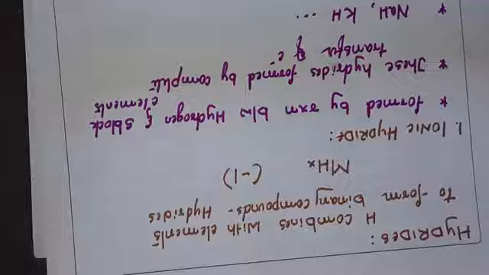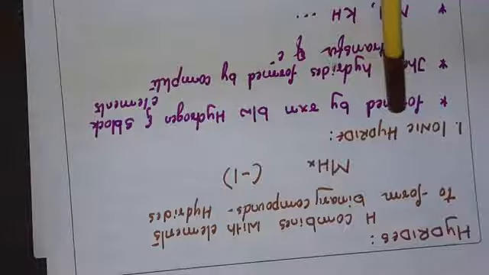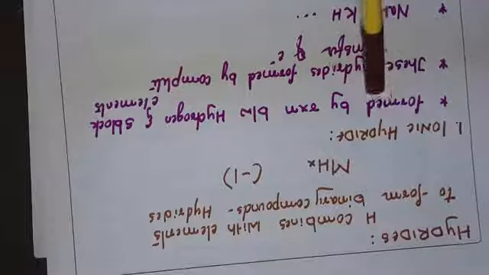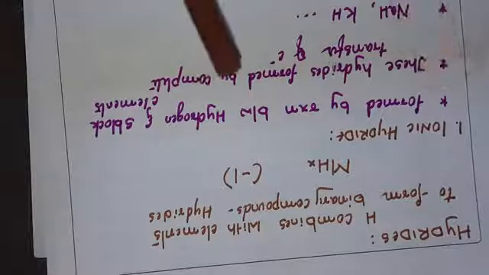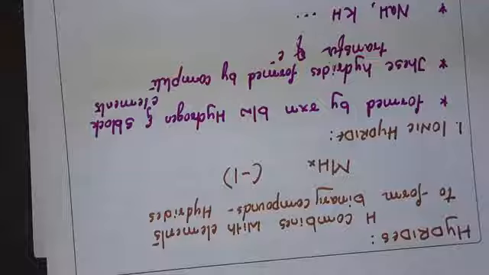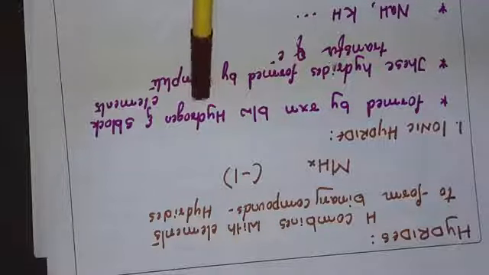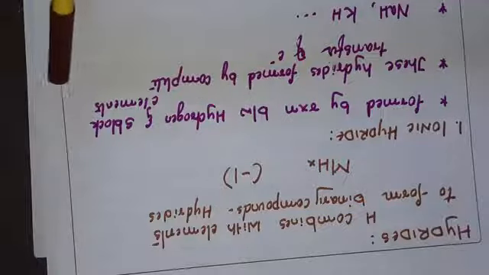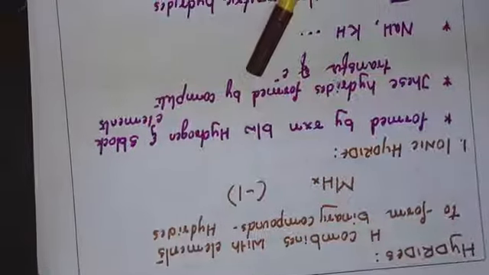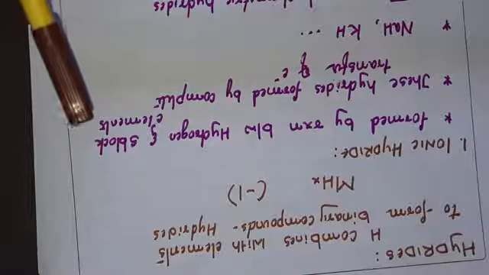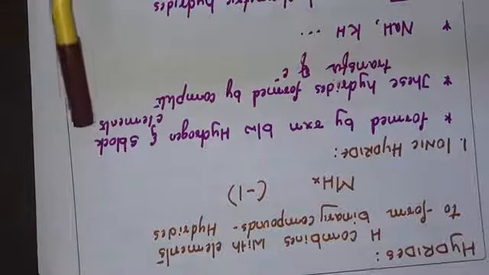Now, let us look into the first type of hydride, that is ionic hydride. As we know, the ionic compounds are formed by the transfer of electrons. Similarly, these ionic hydrides are formed by the reaction between hydrogen and s block elements. As we know, alkali and alkaline earth metals are known as s block elements.